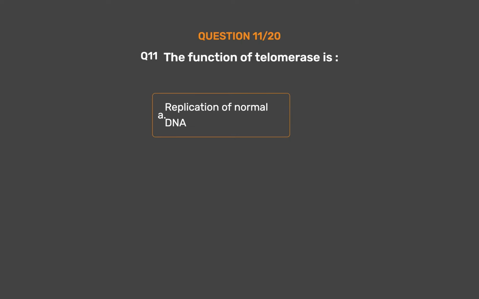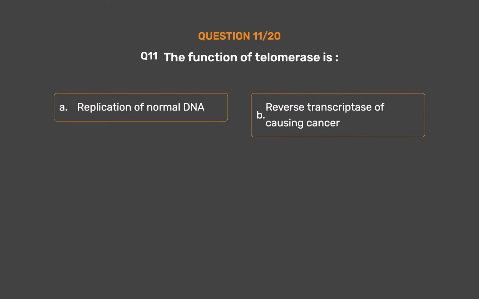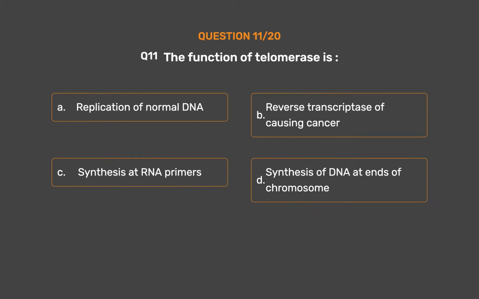Question number 11. The function of telomerase is option A. Replication of normal DNA. Option B. Reverse transcriptase of causing cancer. Option C. Synthesis of RNA primers. Option D. Synthesis of DNA at ends of chromosome. The correct answer is option D. Synthesis of DNA at ends of chromosome.